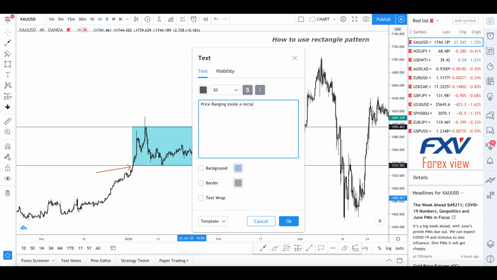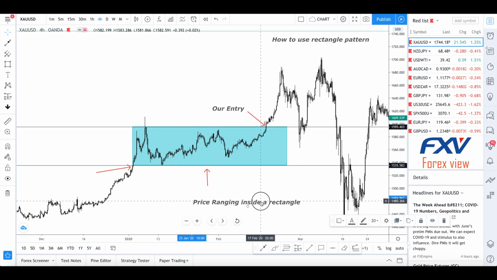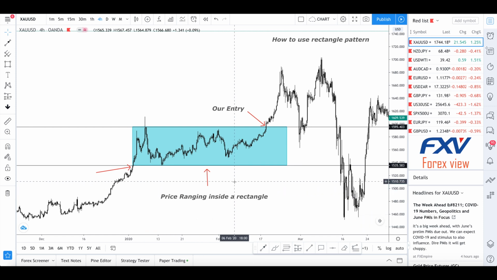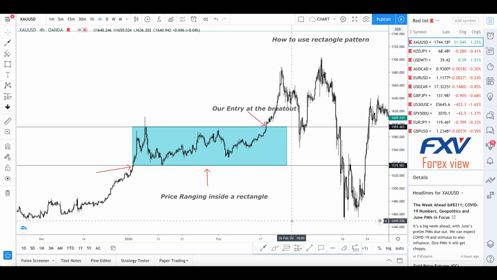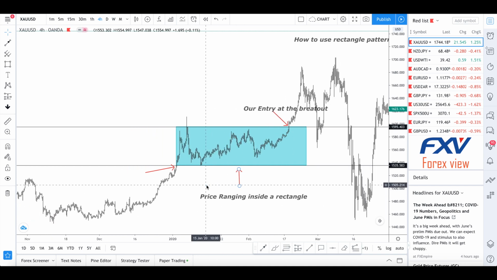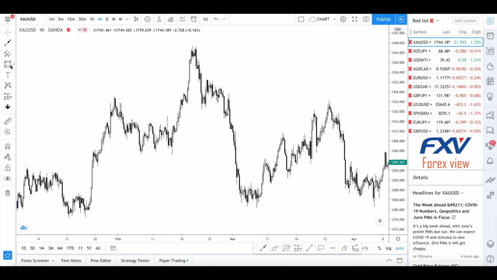As you can see, the price is ranging inside this rectangle. So I'm going to give you other examples of this rectangle continuation pattern. As you can see, it's composed of the highs and lows: two comparable highs and two comparable lows can be connected to form two parallel lines that make up the top and the bottom of a rectangle. Rectangles are sometimes referred to as trading range, consolidation zones, or congestion areas.